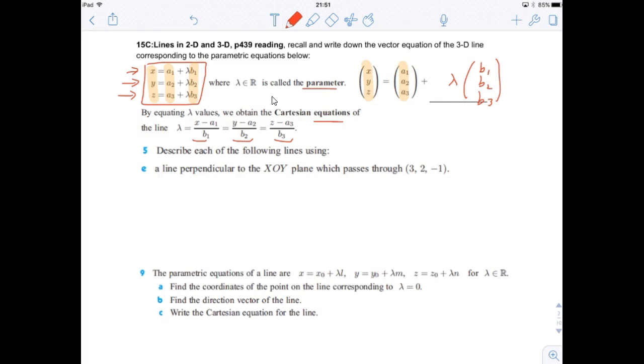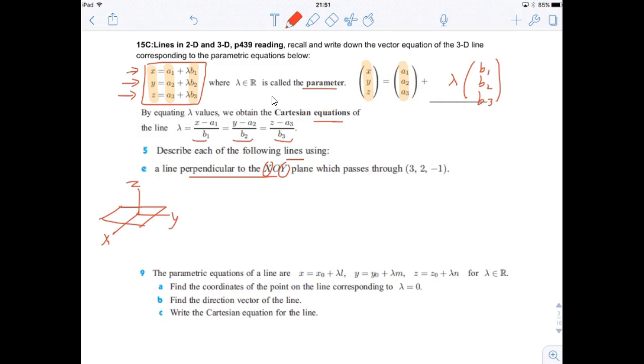Okay. Now we're going to do problem 5e, which is to describe this line. We want a line perpendicular to the XOY plane. What is the XOY plane? Well, just to draw you a picture of it, you don't have to draw a picture, but if you were going to, it looks like a plane which sits on both the x-axis and the y-axis, thus the name XOY plane.